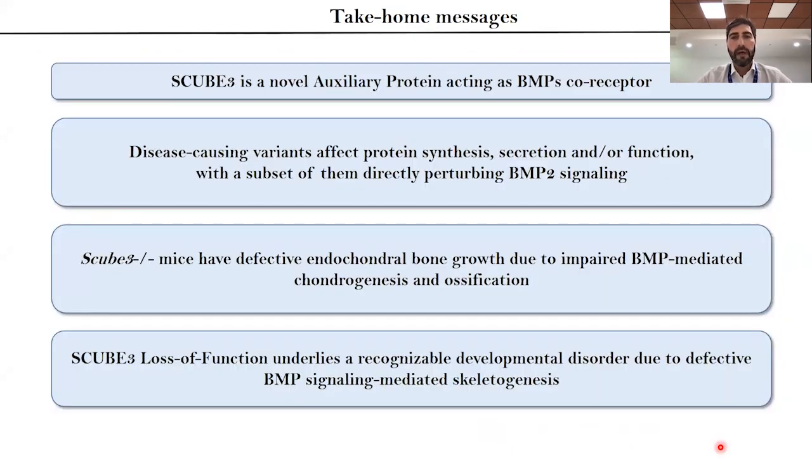So the last is for take-home messages. SCUB3 is a novel auxiliary protein acting as BMP receptor. So disease causing variants definitely perturb BMP2 signaling, and then SCUB3 knockout mice recapitulate the human disorder. Finally, we may say that SCUB3 loss of function underlies a recognizable developmental disorder due to defective BMP signaling mediated skeletogenesis.